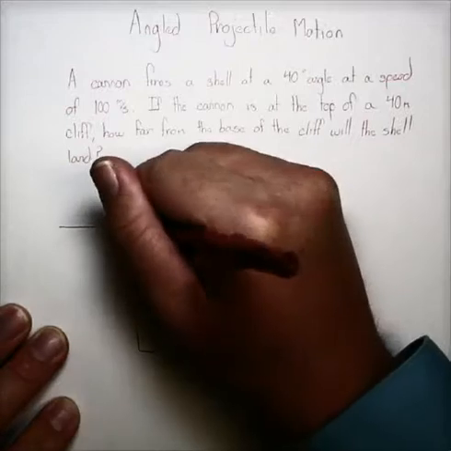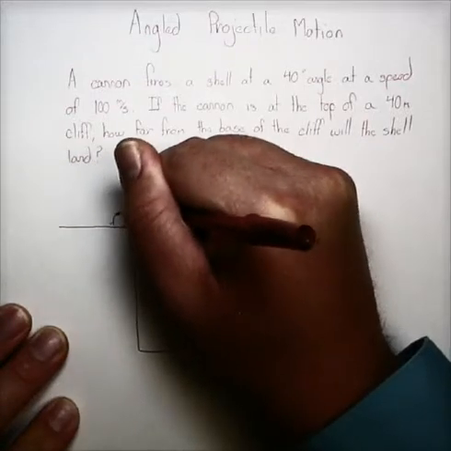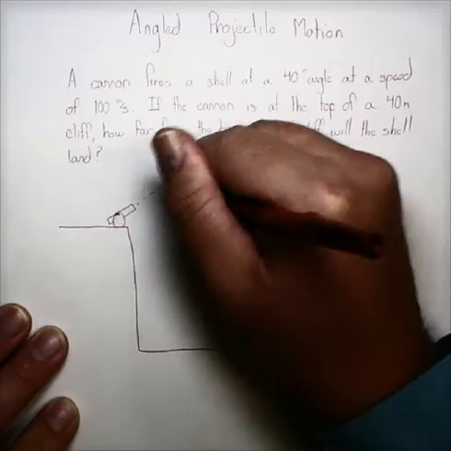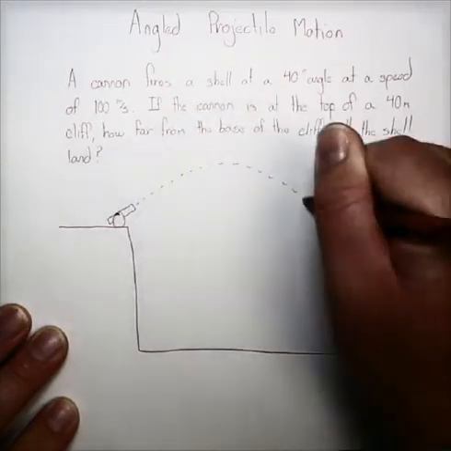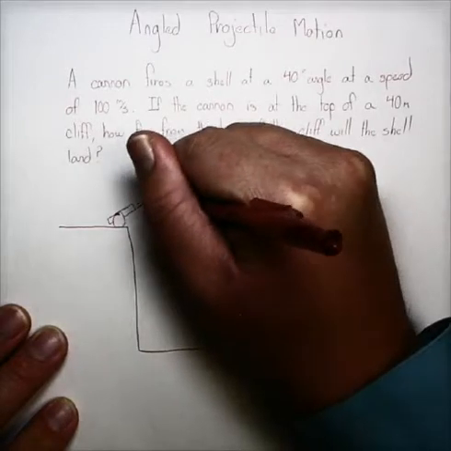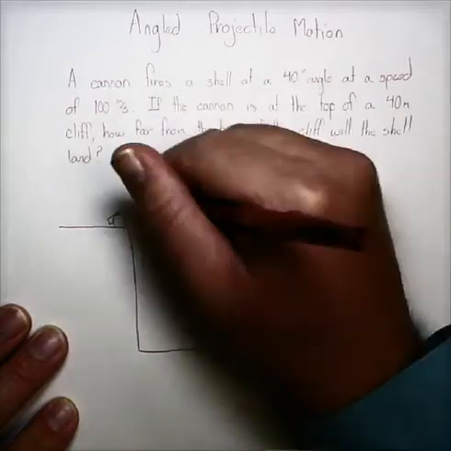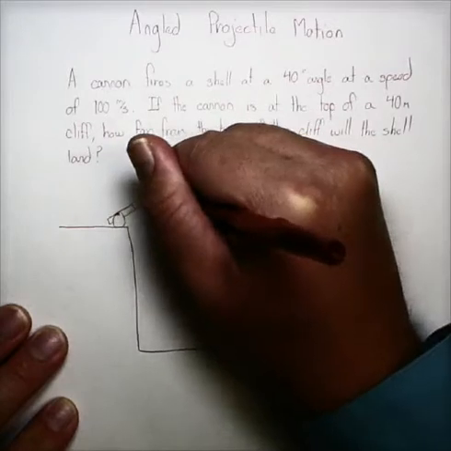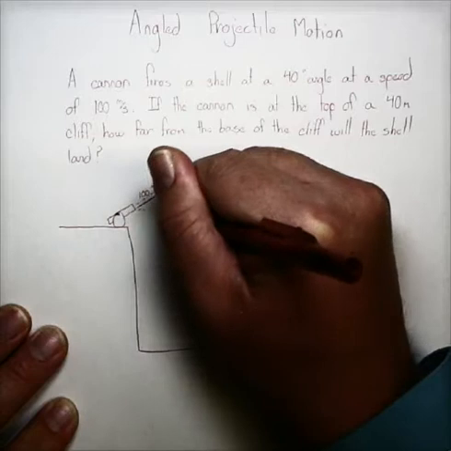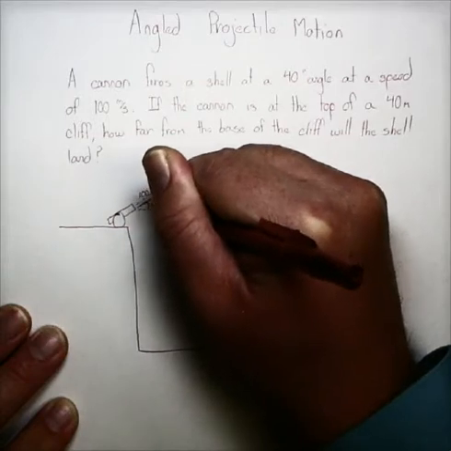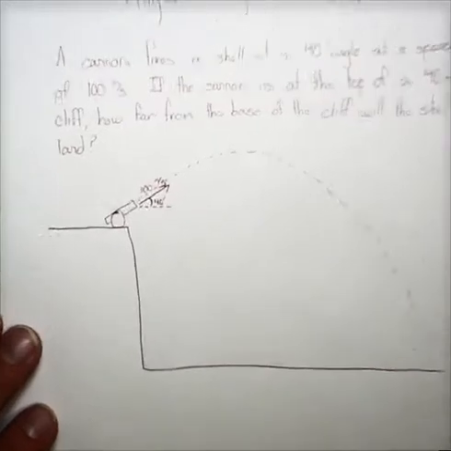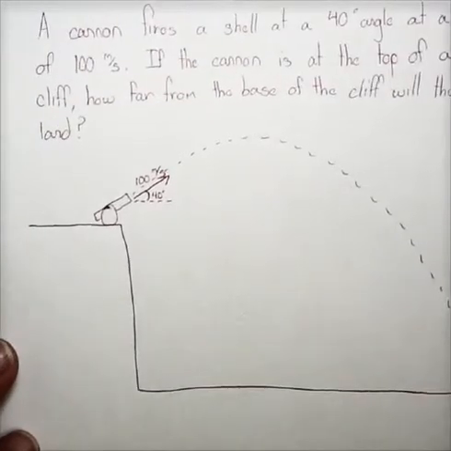We have a cannon firing at a 40-degree angle, and so this cannonball will travel a path that looks something like that. This is the projectile. The speed at which the cannonball left was 100 meters per second, and we also have a 40-degree angle, and we can assume that that is from the horizontal, like that. In fact, let me zoom in a little bit to give you a better image of that.